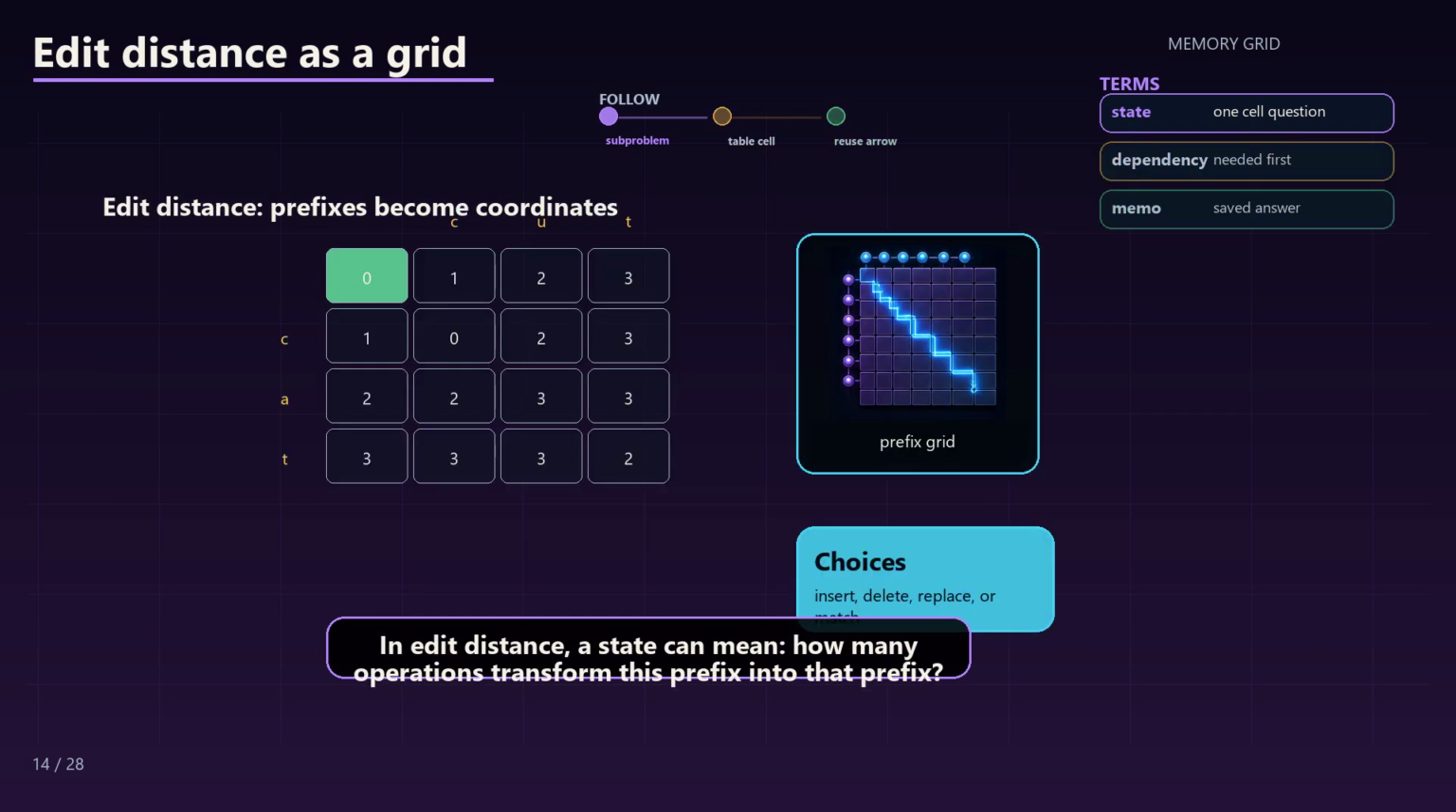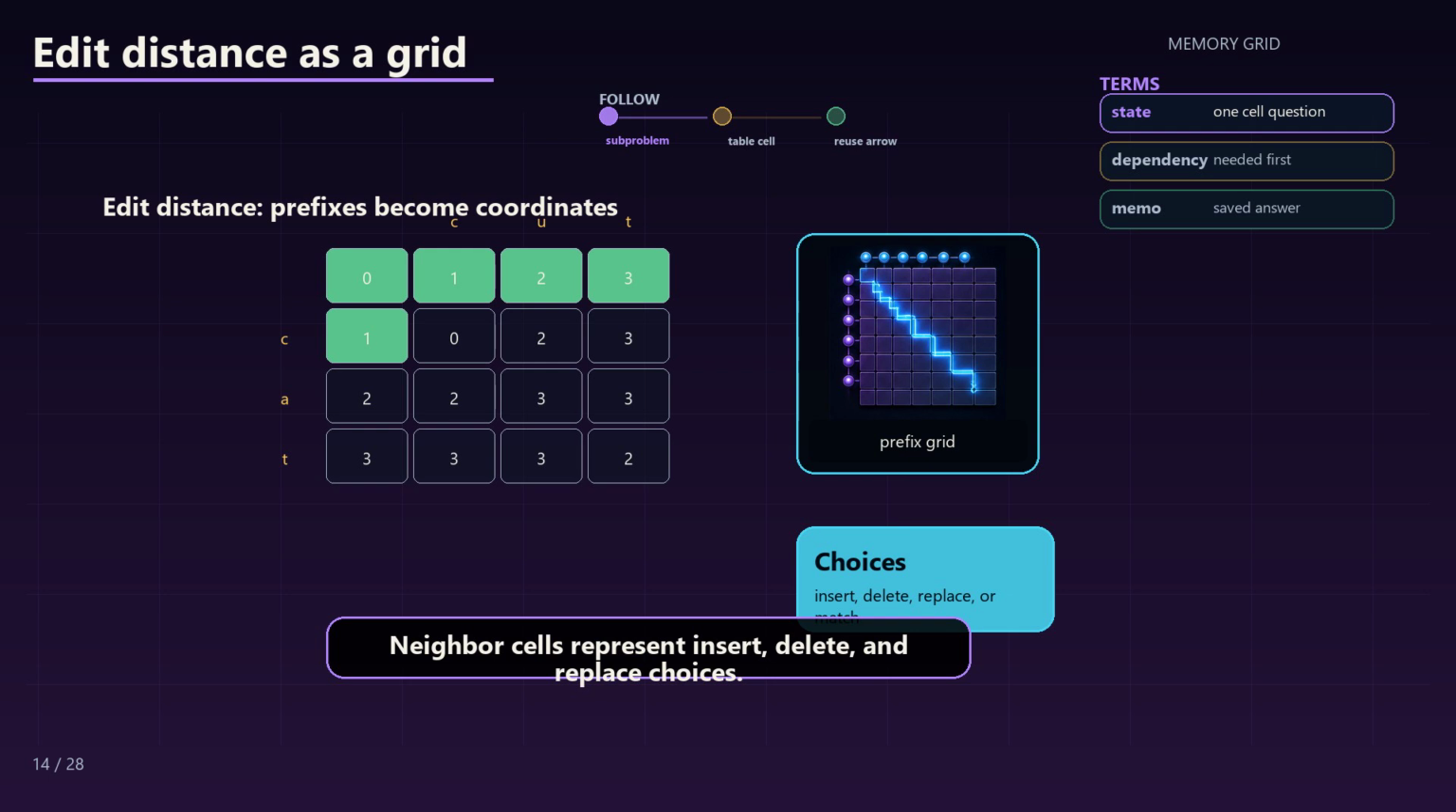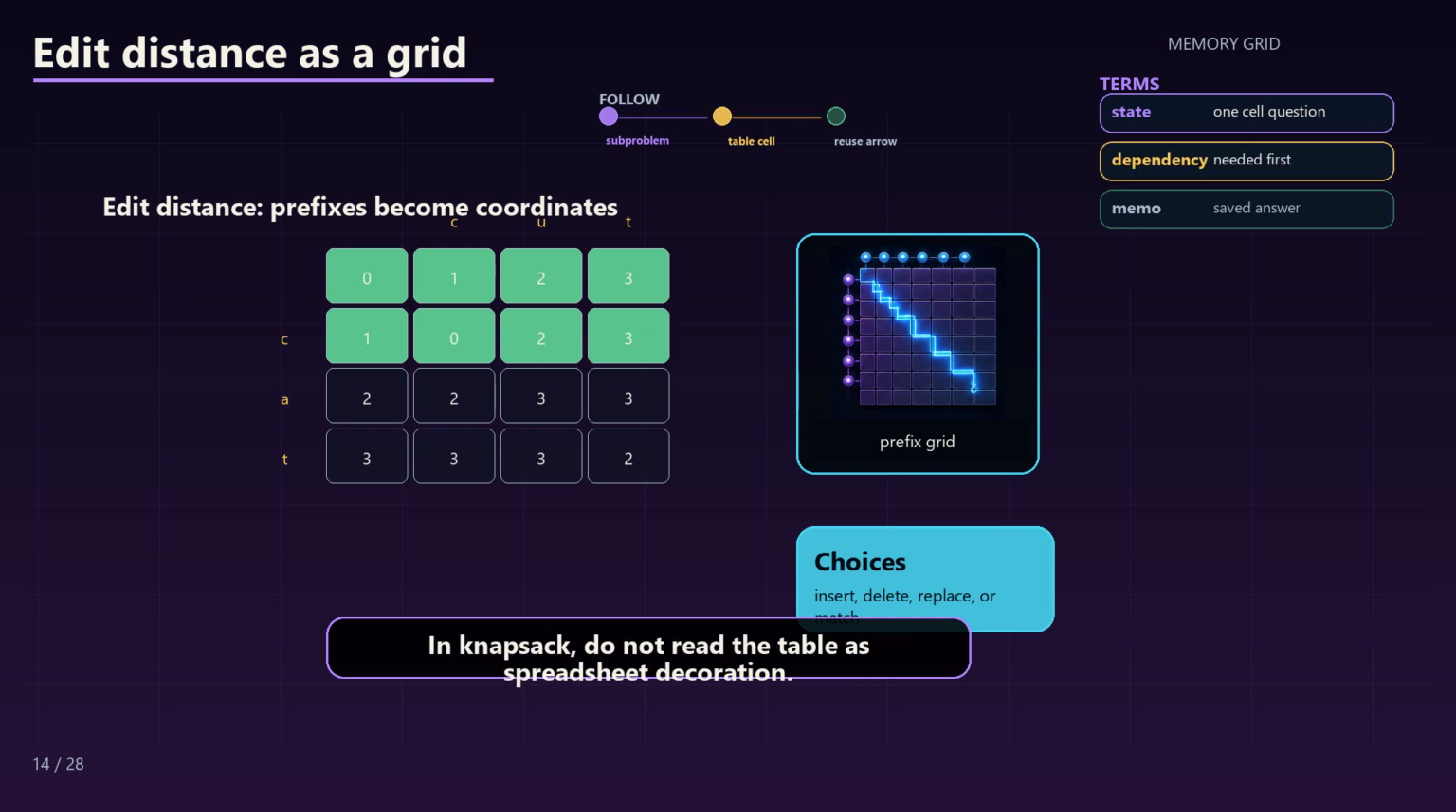In edit distance, a state can mean, how many operations transform this prefix into that prefix. Neighbor cells represent insert, delete, and replace choices. In Knapsack, do not read the table as spreadsheet decoration.